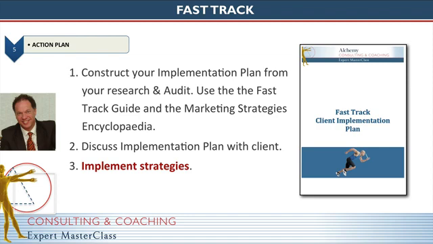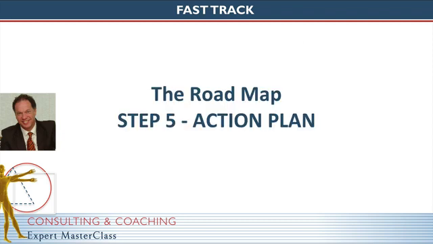So there we are. That's the action plan and implementation. We've looked at number 1, constructing your implementation plan from your research and audit. And remember, those are there as well to be used. Use the fast track guide in your marketing strategies encyclopedia to put it together. Then discuss the plan with the client. Sit down, make note of sensitivities or areas of misunderstanding, explain it with them, and then work on implementing those strategies. Okay. And next, number 6, management.